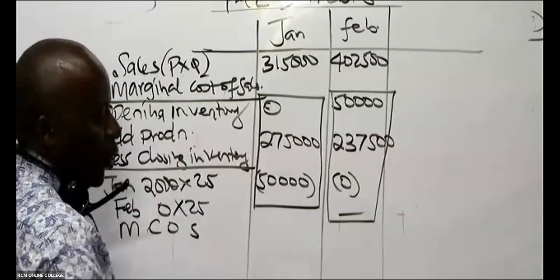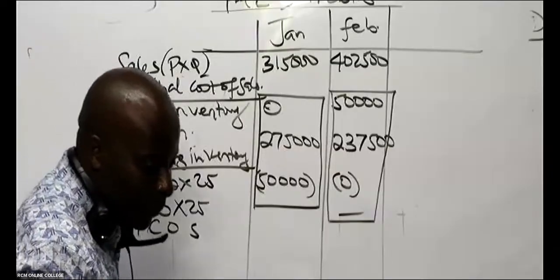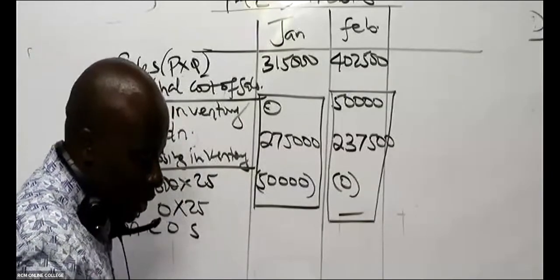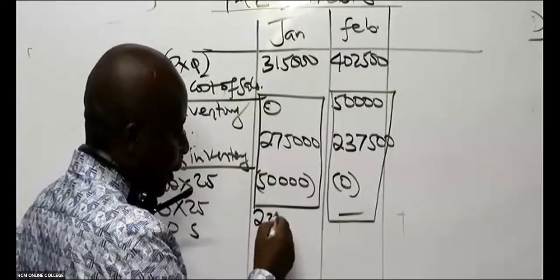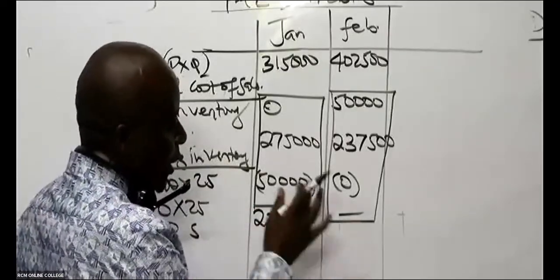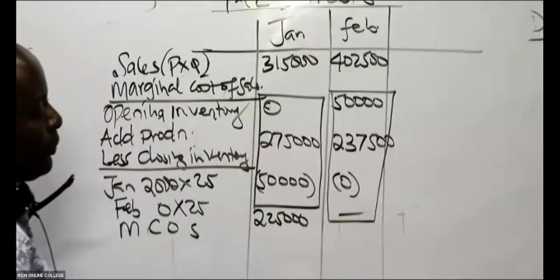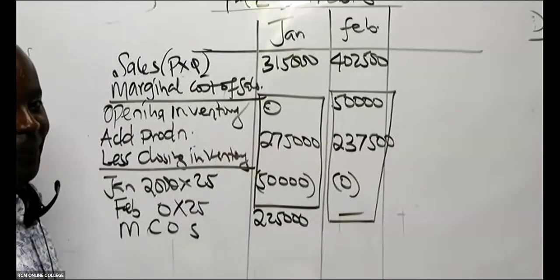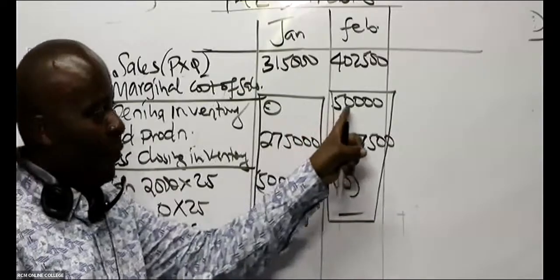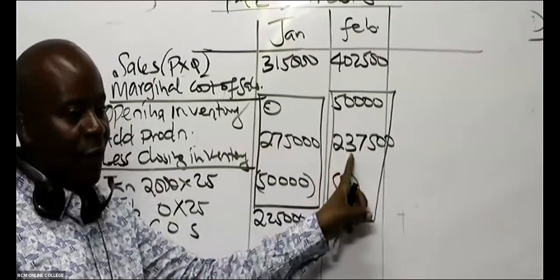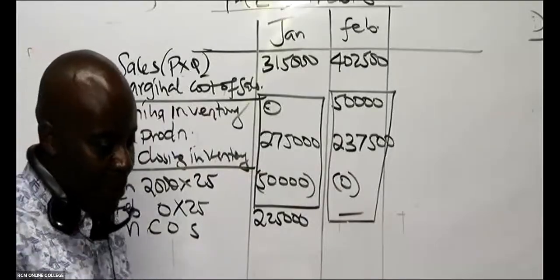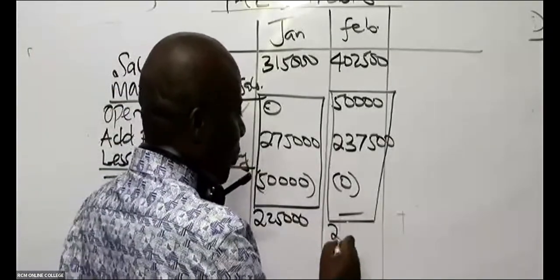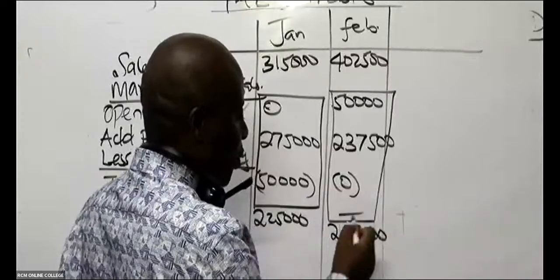So January, what do we have? Oh, it's only my online students now who are talking to me. They are telling me 225,000. How about this one here? So the 3 numbers only, 50,000 plus 237,500 minus 0. So I'm 287,500. Thank you so much.